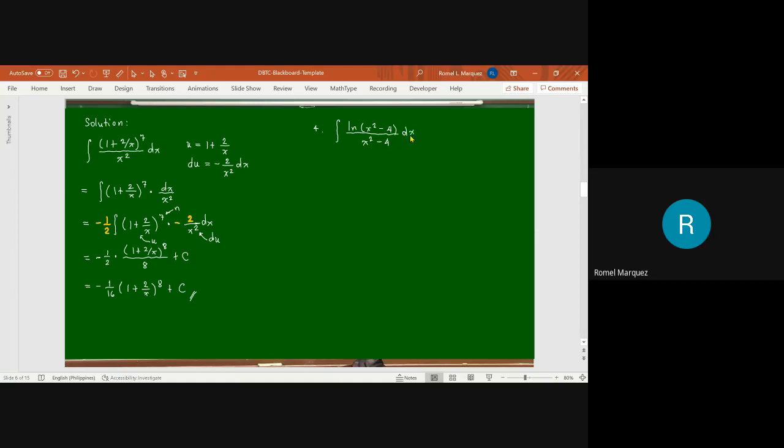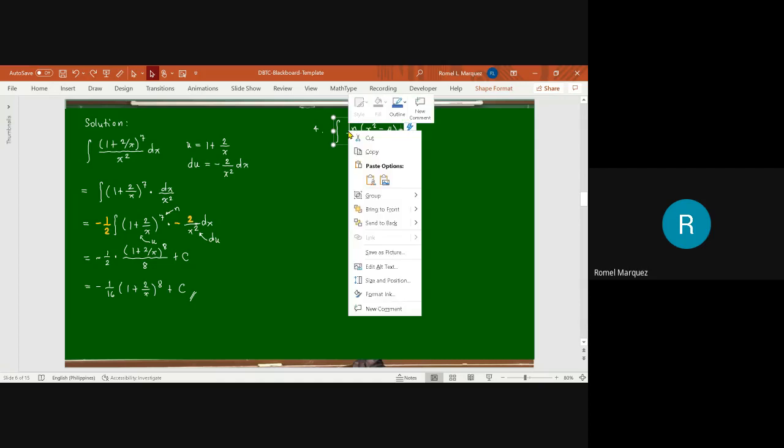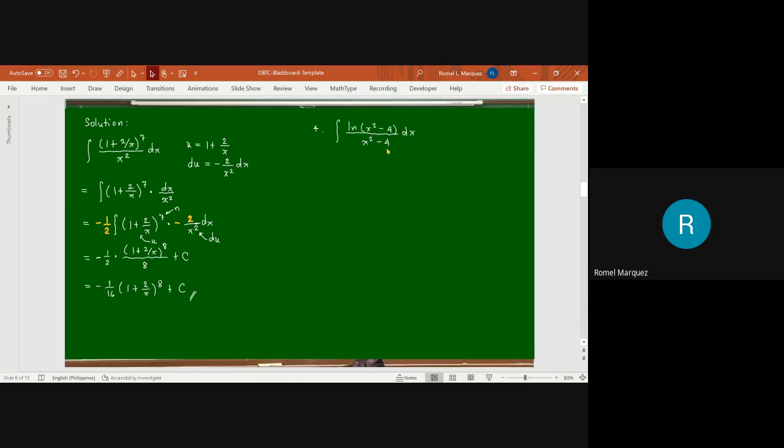The integral of ln of (x squared minus 4) times x dx. Okay, let me... Undo. So this is x here. What about this? Could you give me an idea on how to attack this kind of problem, guys? What are you going to do, guys?